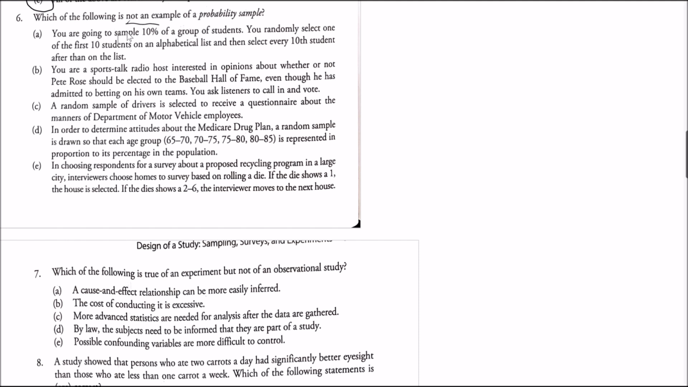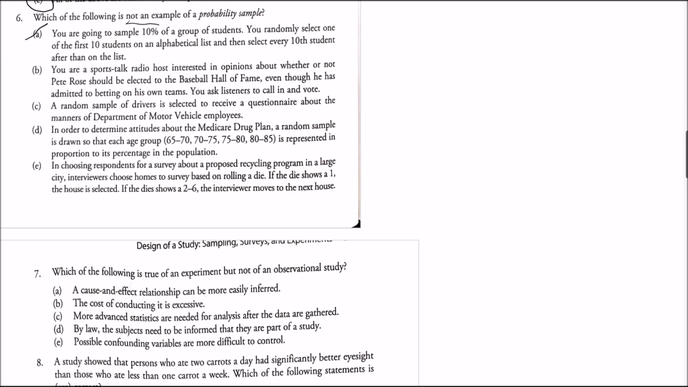All right, so you're going to sample 10% of a group of students. You randomly select one of the first 10 students on an alphabetical list, and then select every 10th student after that on the list. Okay, so that looks a lot like a systematic sample, which is a probability sample. So it cannot be this one, because that looks like systematic.